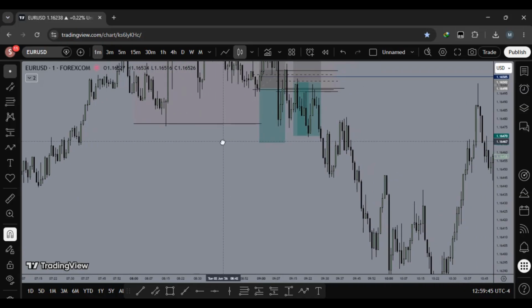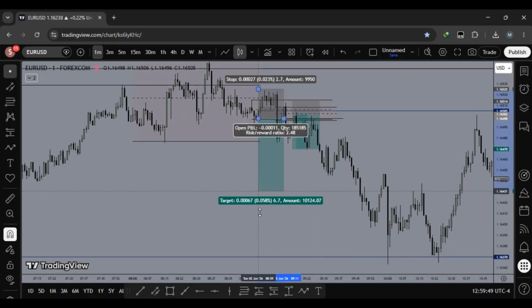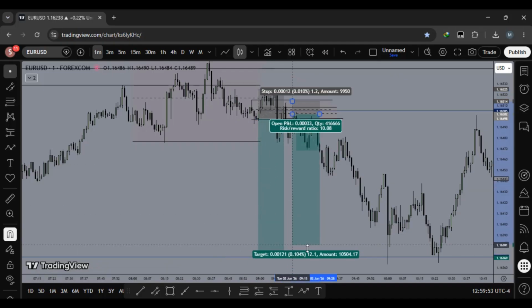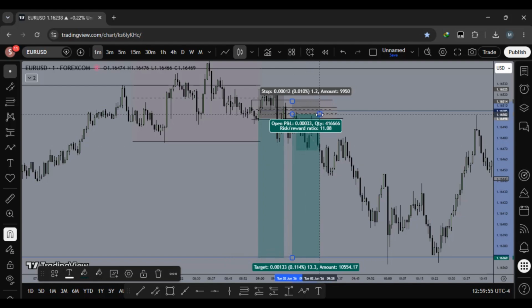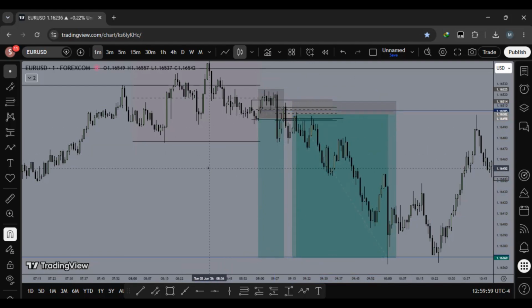Now our target, you already know your target. This will give us 1 to 4, while this one gives us 1 to 11. So this is how we enter. You are not entering blindly, you are very specific. You know where you're entering, you know where you're targeting, everything very clean and neat.